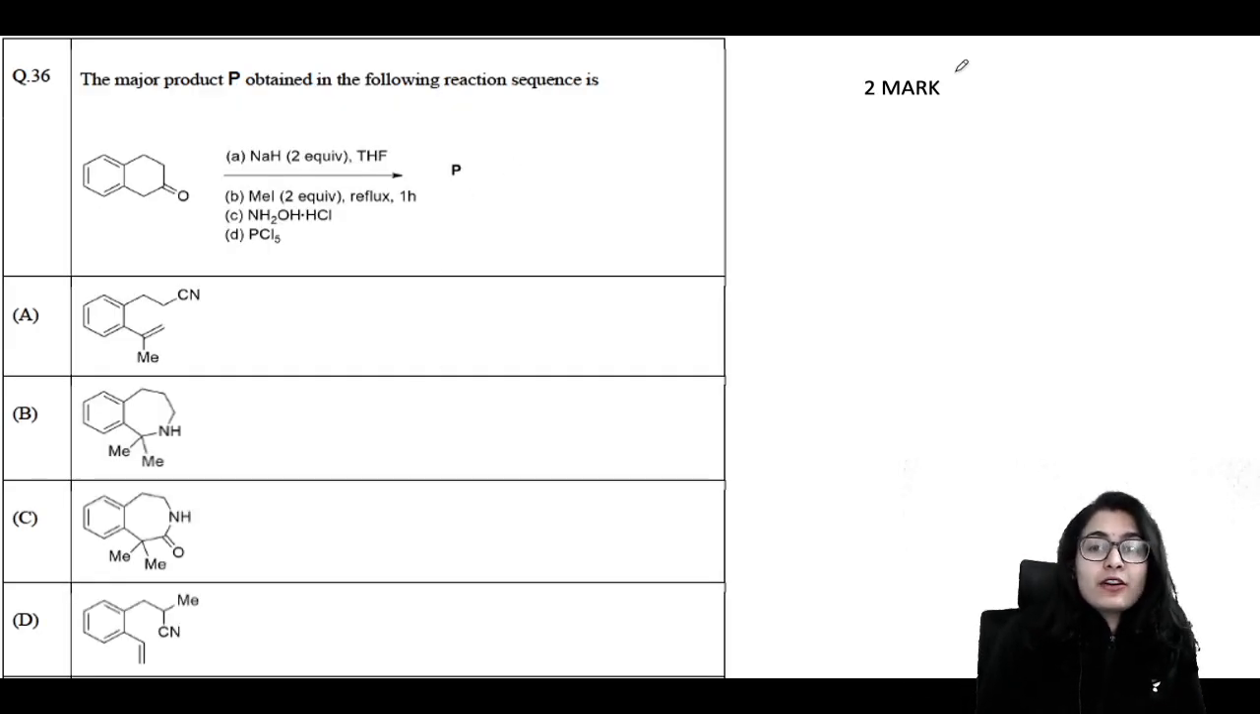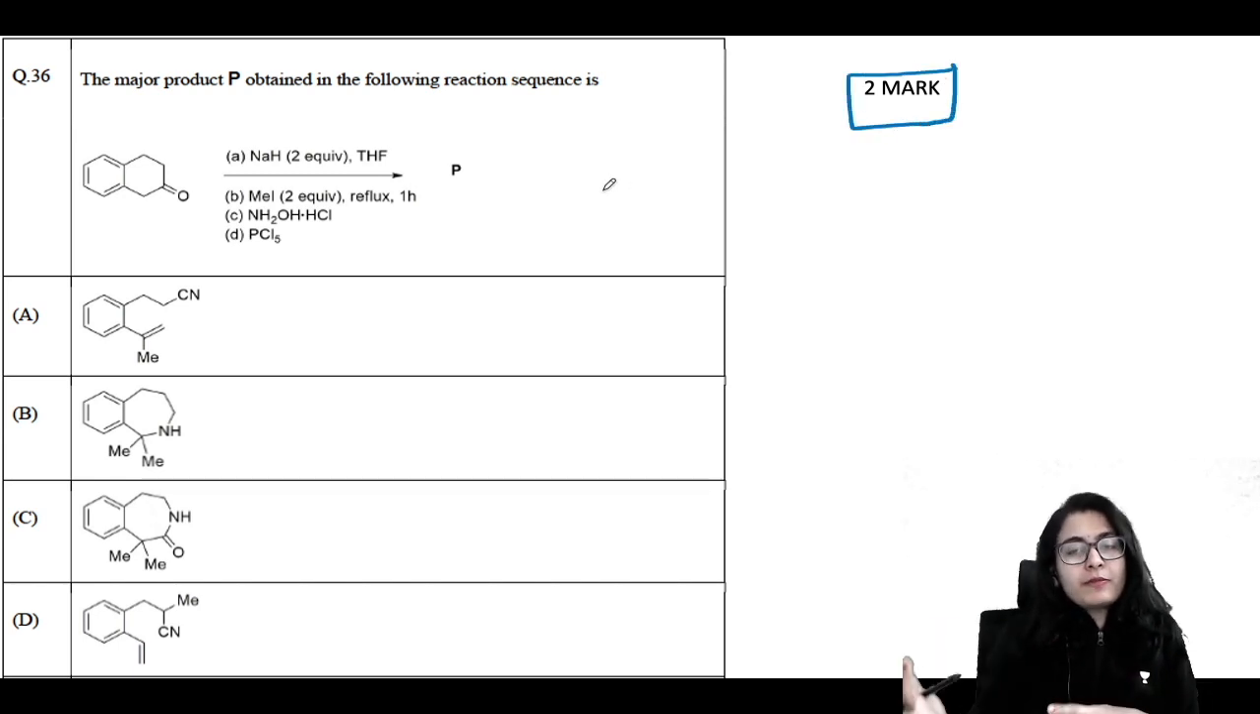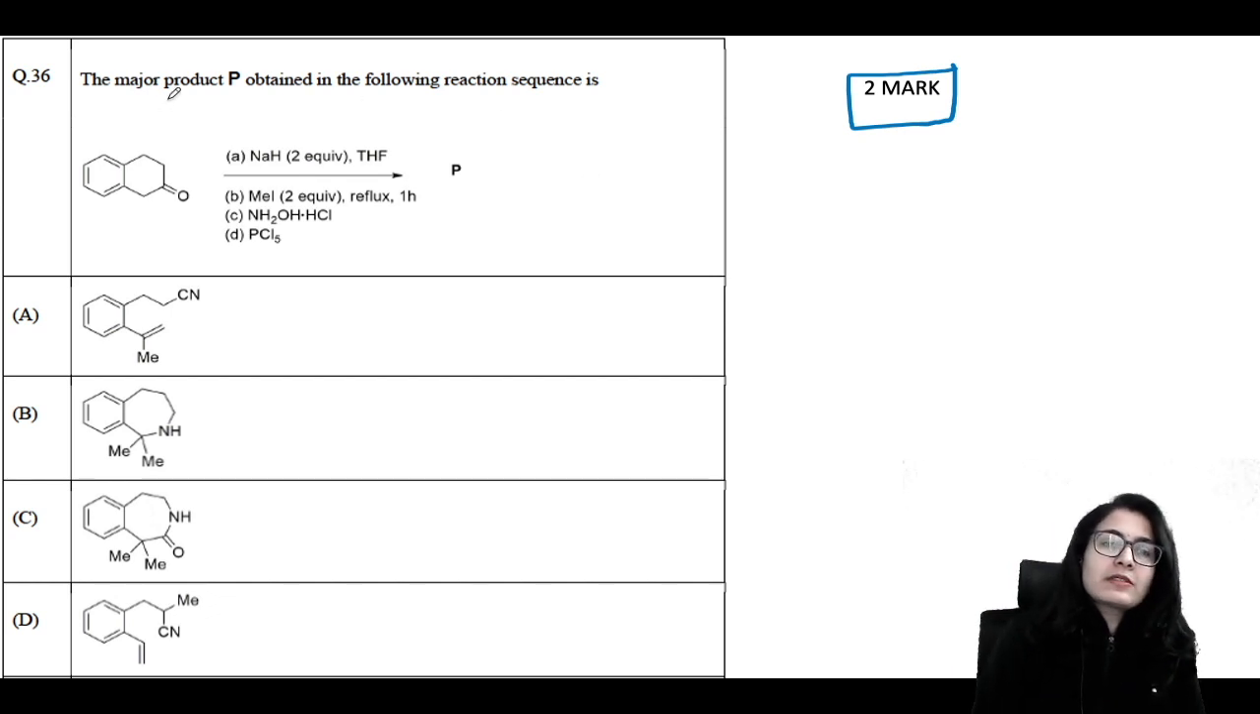Next good question. Now these questions are of 2 marks. Previous questions were all 1 mark. MSQ, MCQ, NAT, all mixed, of organic chemistry. Now, the major product P obtained in the following reaction sequence is... So yes, look at this molecule guys, you might be confused. You are given NaH, 2 equivalents, and then second you are given methyl iodide, 2 equivalents.